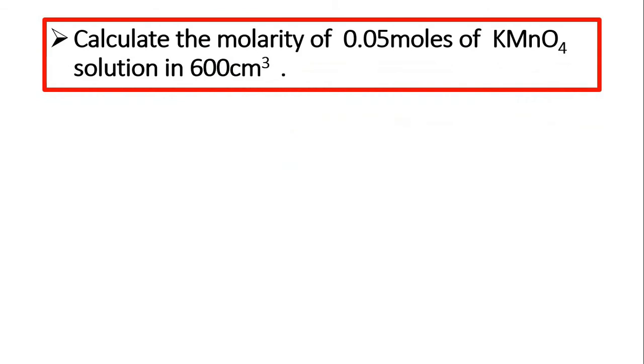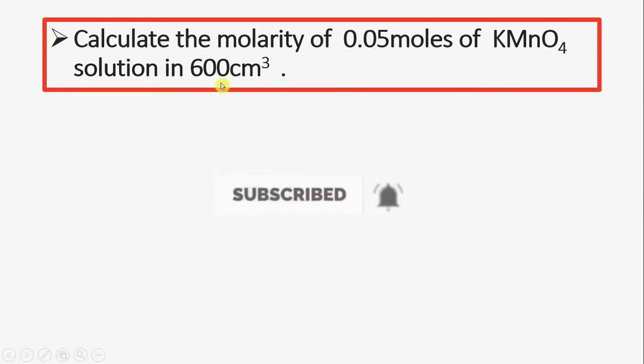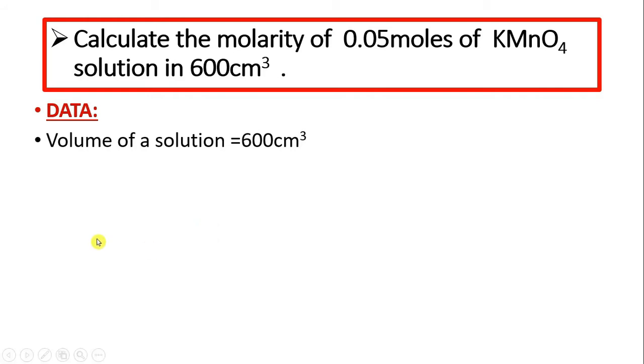Calculate the molarity of 0.05 moles of KMnO4 solution in 600 cm cube. We have the number of moles of KMnO4 as 0.05, while the volume is 600 cm cube. So we first make the data. Volume of solution is 600 cm cube, and in molarity we take the volume in dm cube. So we will convert it into dm cube. When we divide cm cube by 1000 we get the volume in dm cube, that is 0.6 dm cube.